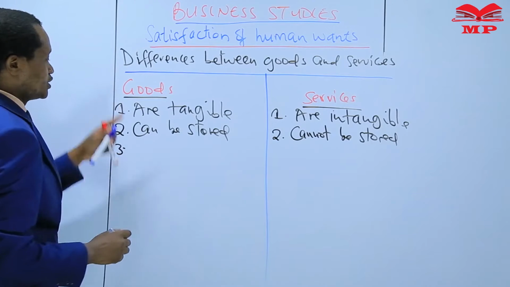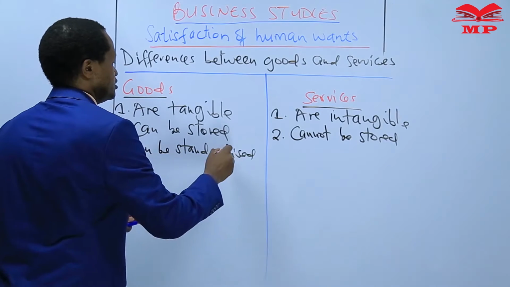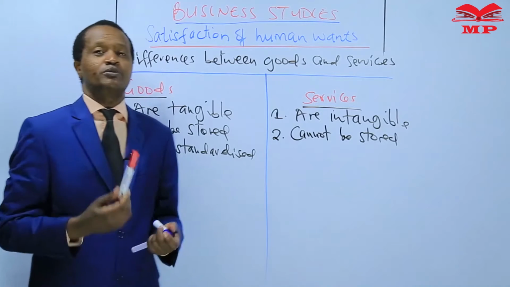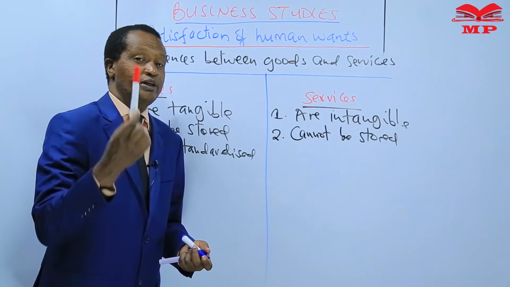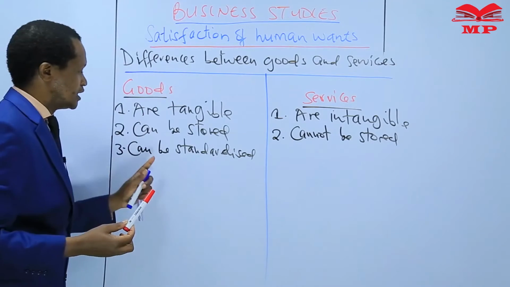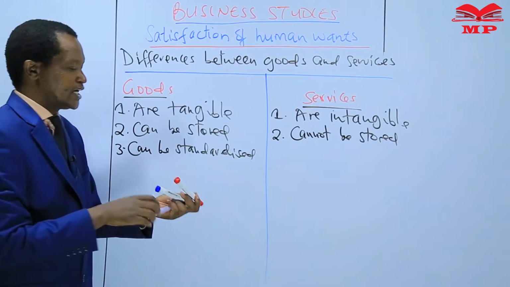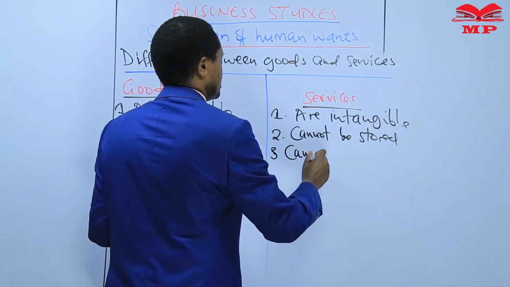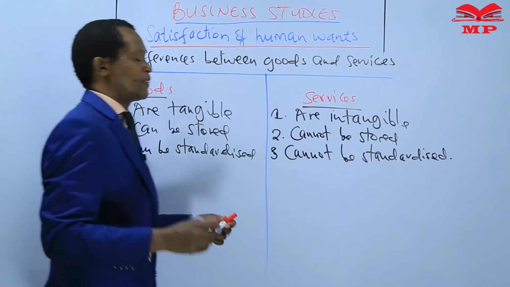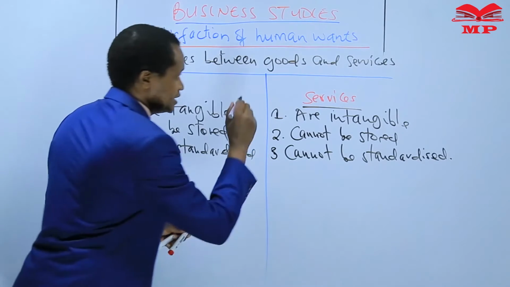We also learned that goods can be standardized. You can have many goods of the same quality. I use the example of this pen. It's possible to produce similar pens. You can have 1,000 of this pen, same quality, made of same material, and so on. The quality of goods can be standardized, but the quality of services cannot be standardized. That is the third distinguishing feature.